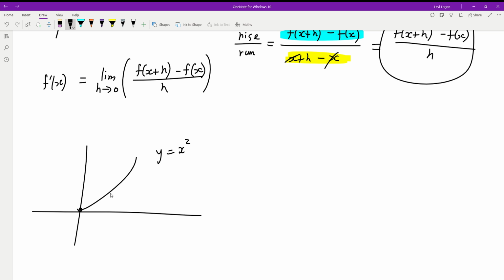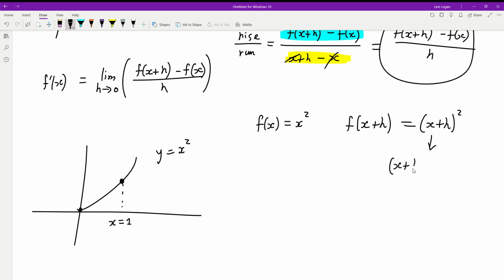We can find the steepness at the point x equals, let's say, 1 here. So all we will do is place this into our equation. So f of x is x squared, and f of x plus h would be x plus h all squared. I'm going to expand this. This is x plus h times x plus h.